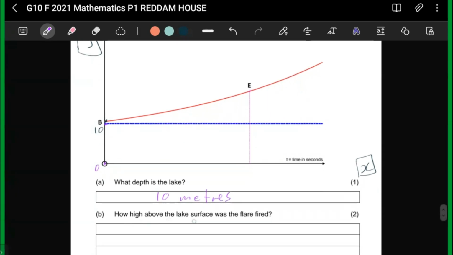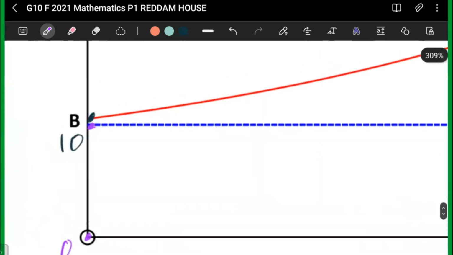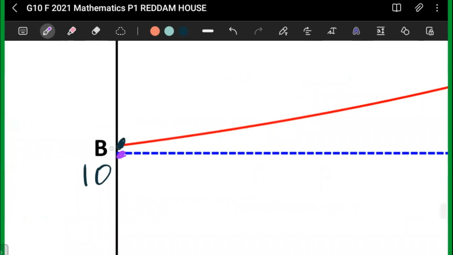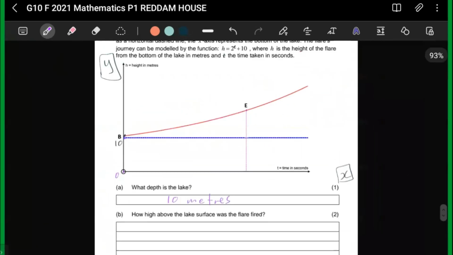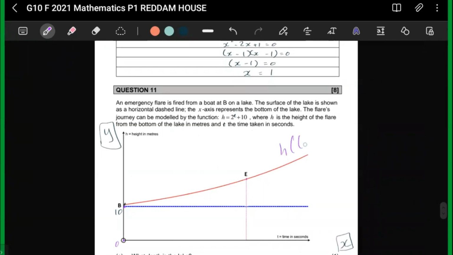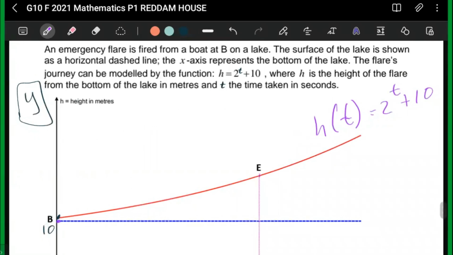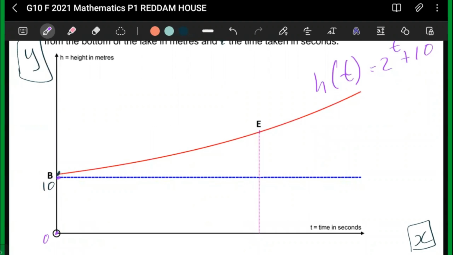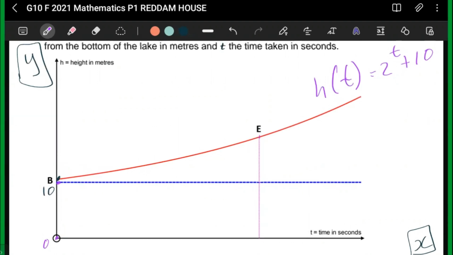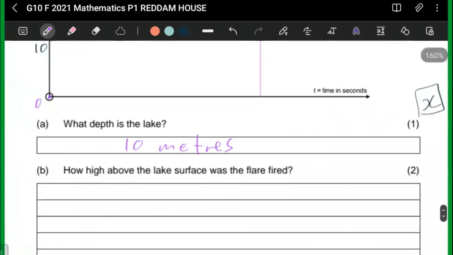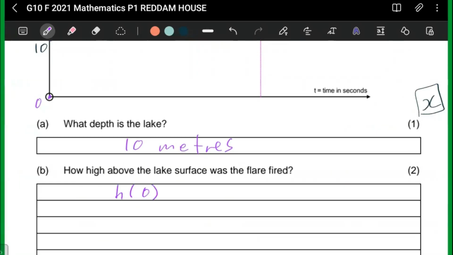How high above the lake surface was the flare fired? So you want to figure out the y value of B. The y value of B, remember, this is just an equation. So if you want to find out the y value of B, you already know that at B, the value for t is a 0. So you're just going to throw a 0 in this equation, you see. So throwing a 0 in your equation there, you have 2 to the power of 0 plus 10. Anything to the power of 0 is a 1. And then you have an 11.